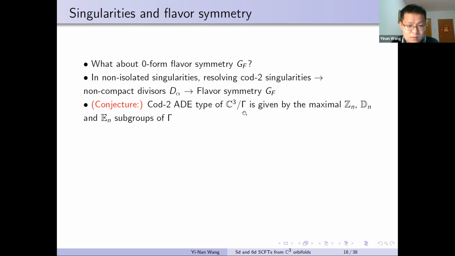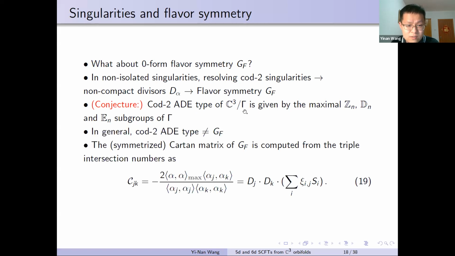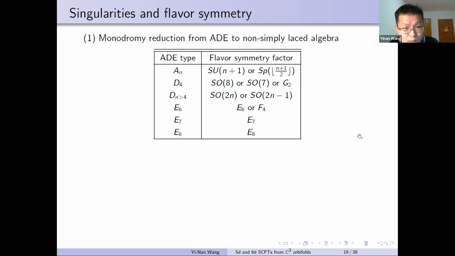Nonetheless, it turns out that this codimension 2 ADE type is not sufficient to determine the actual flavor symmetry G_F, which should be computed from a very complicated triple intersection number computation, like these kinds of things.